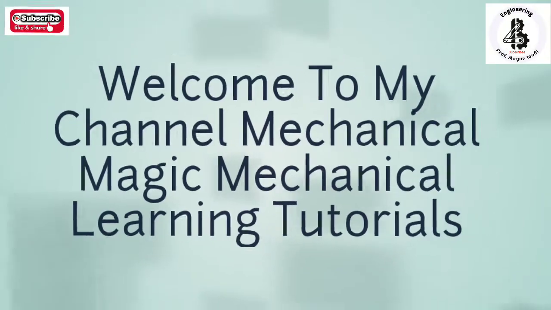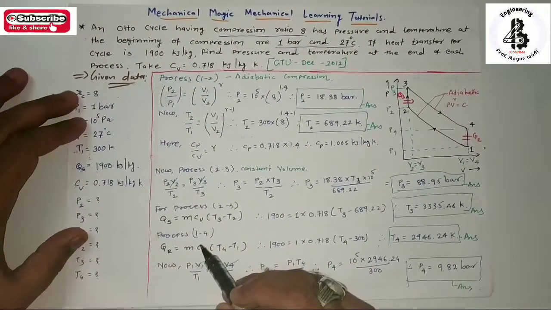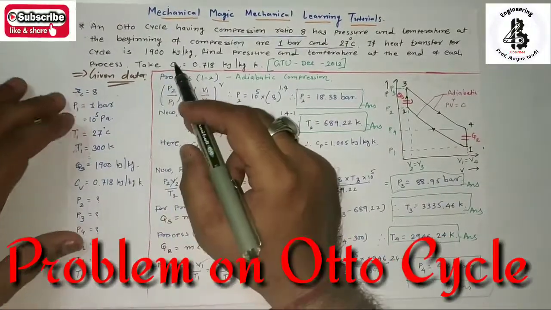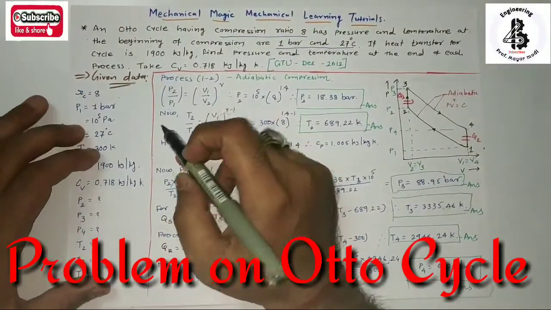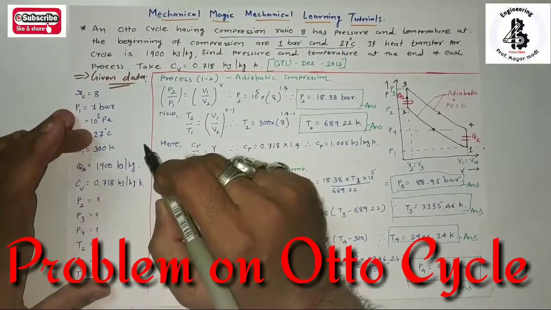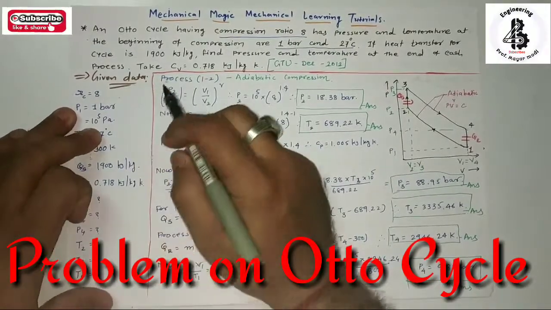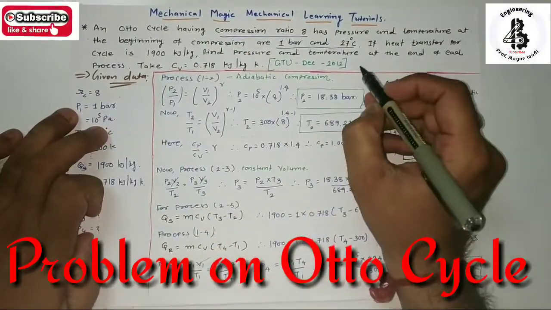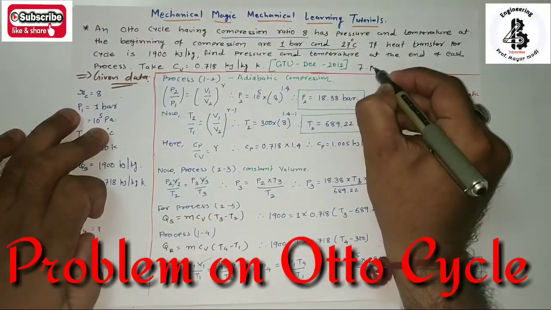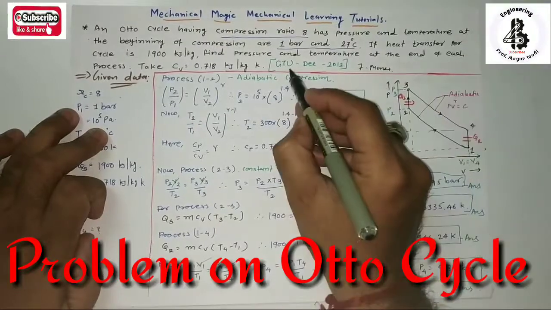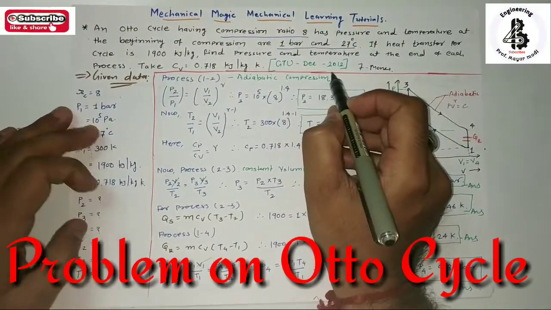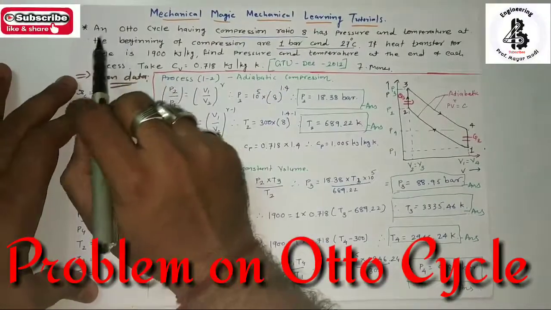So in this video I am talking about one of the problems based on an Otto cycle for the calculations of the temperatures at different points. So let us see which kind of data is given. Generally this problem will be for 7 marks in Gujarat Technological University, or you can say GTU, December 2012. So let us see the data.